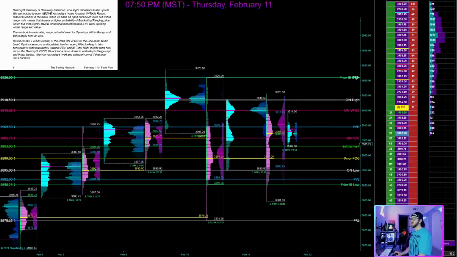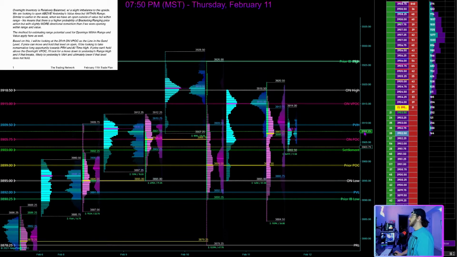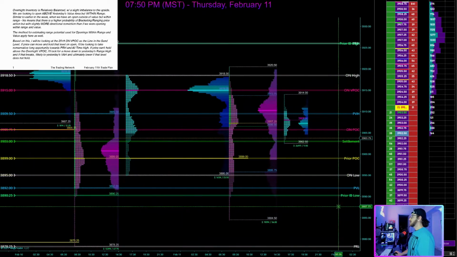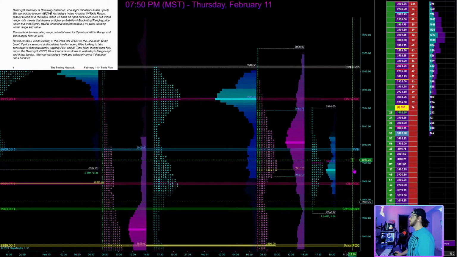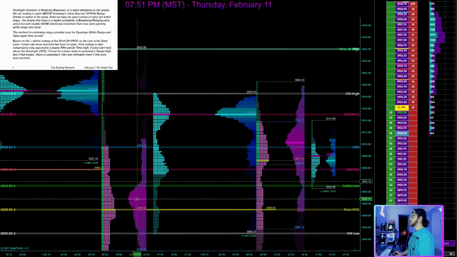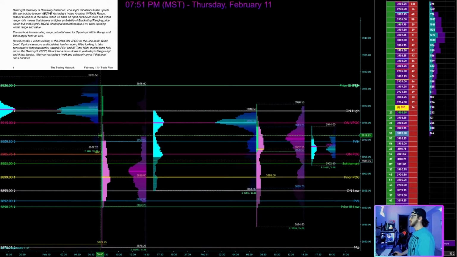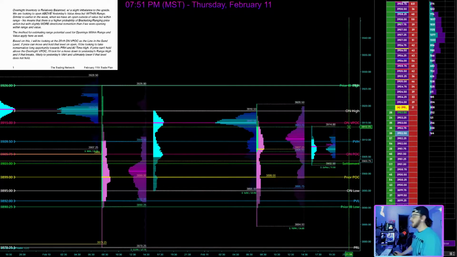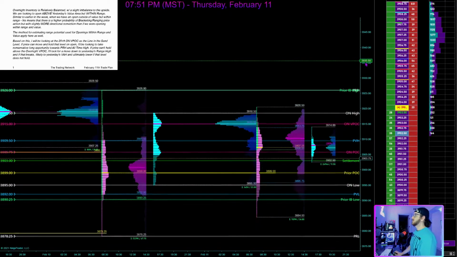Now, we were looking to open above yesterday's value area, but within range. What that means, to be precise, is we were looking to open, if I zoom in here a little bit, you can see O period is right here around 39.16. And here is yesterday's value area between 38.92 and 39.09, these blue lines right here. So you can see that we were opening above the value area, but within the range from the previous session.